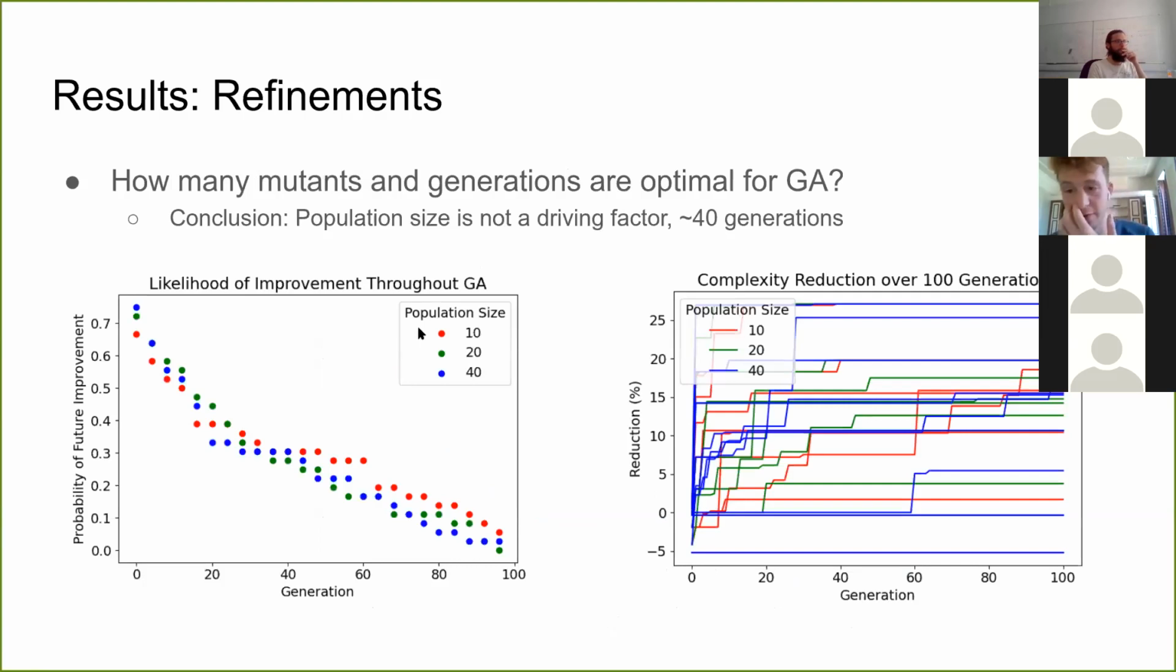We did a similar thing for the evolutionary approach, using different population sizes and numbers of generations. A couple of things were interesting. First of all, the population size didn't really matter that much. You see here that the same reductions in circuit complexity were obtained for different population sizes. This lack of a difference is also reflected in the likelihood of improvement throughout the search, which is interesting. So we settled on a population size of 20 and roughly 40 generations, which we push a bit more later.